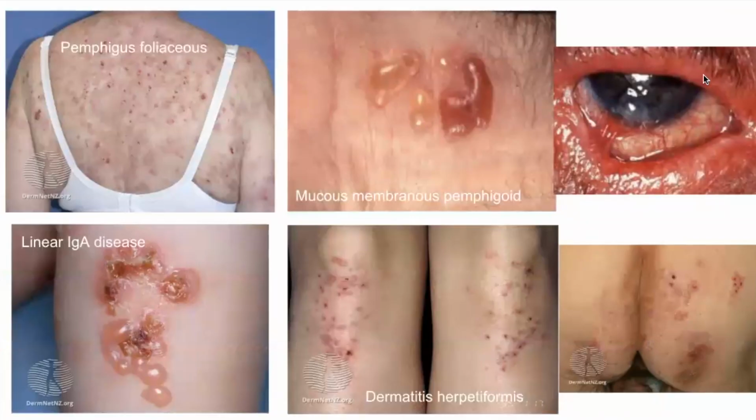Here are some further imaging examples of different autoimmune blistering disorders. Notice how even though they all can involve bullae or ruptured bullae, their distribution and morphology are different, and this helps us to narrow the diagnosis.